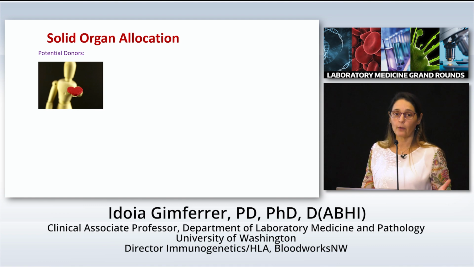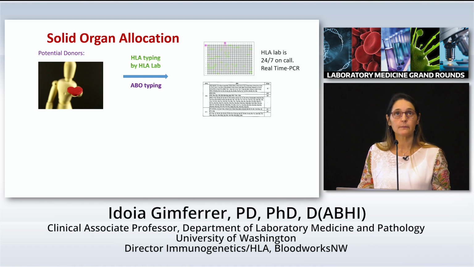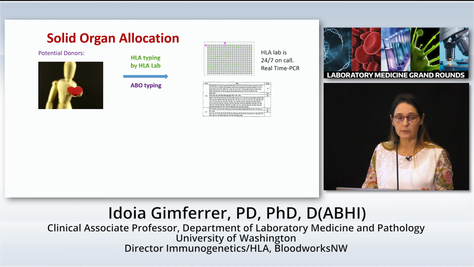So how does the allocation work in the United States? When there is a potential donor here in our area, we get the blood, we extract DNA, we do HLA typing, and we also do ABO typing at the blood center. This is how we do typing, real-time PCR. It's 90 minutes, it's super fast, and it's only low resolution, but it's very easy. And our techs in the middle of the night don't really need any input. They can do the interpretation by themselves.